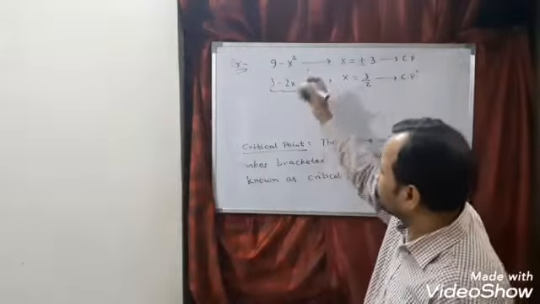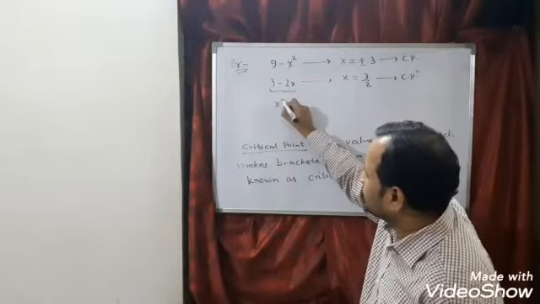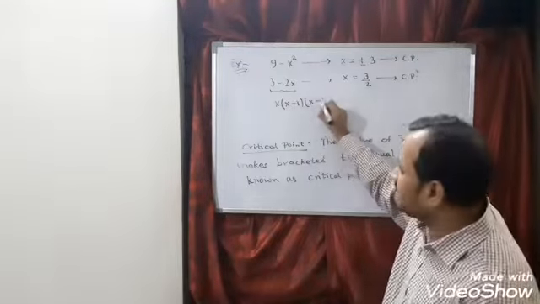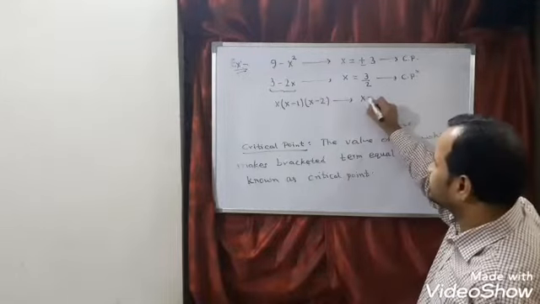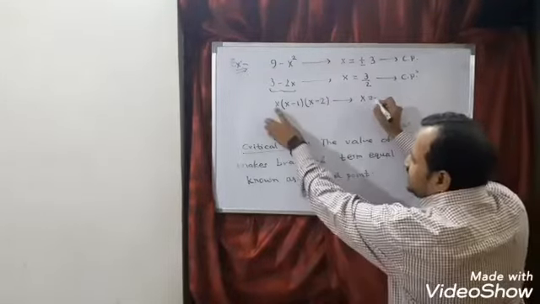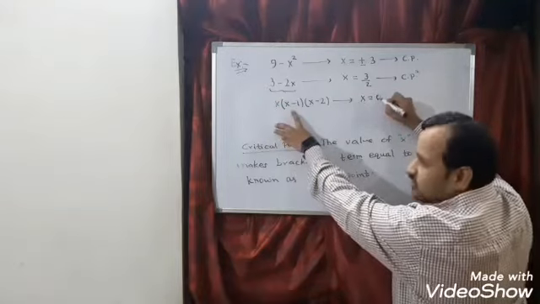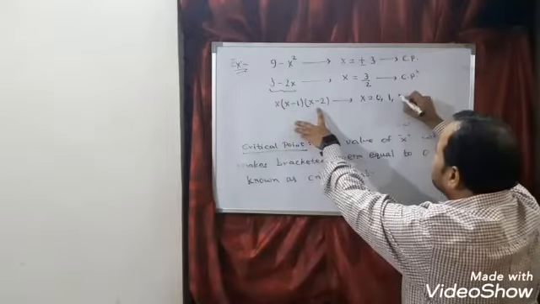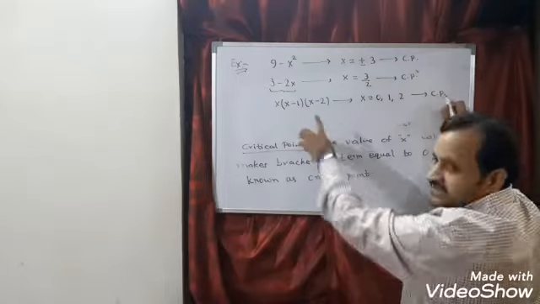Some more examples, something like x into x minus 1 into x minus 2. Tell me the critical points of this. So here I can say this term will become 0 when x is 0, this term will become 0 when x is 1, and this term will become 0 when x is 2. So these are the critical points of this term.